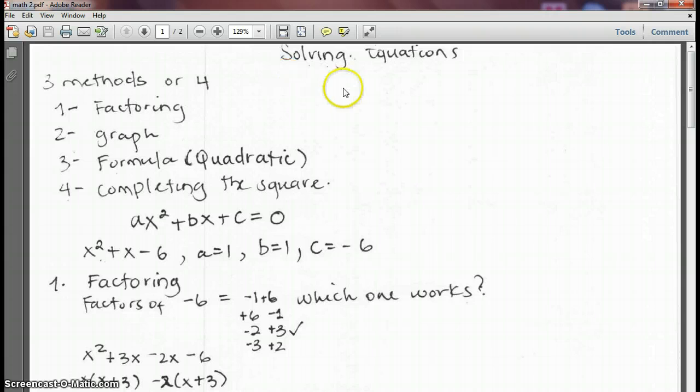So today we'll be talking about solving quadratic equations. There are 4 basic ways in which you can solve quadratic equations by hand. You can also use a calculator.